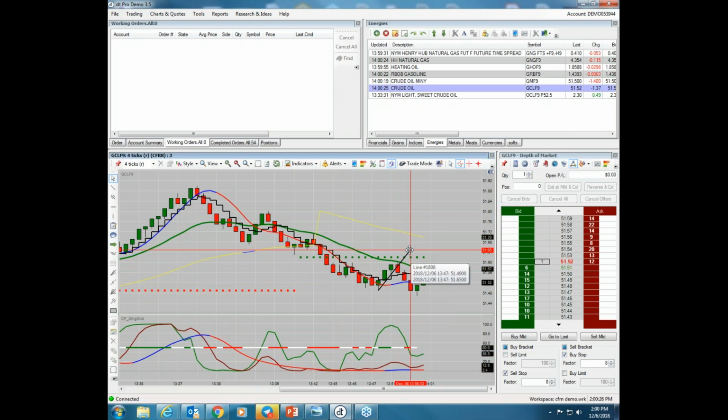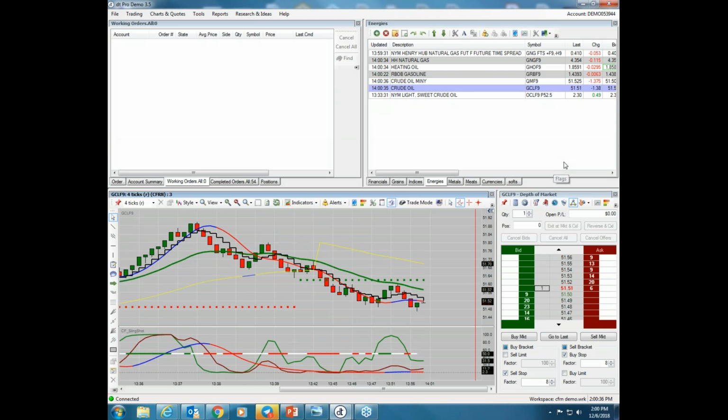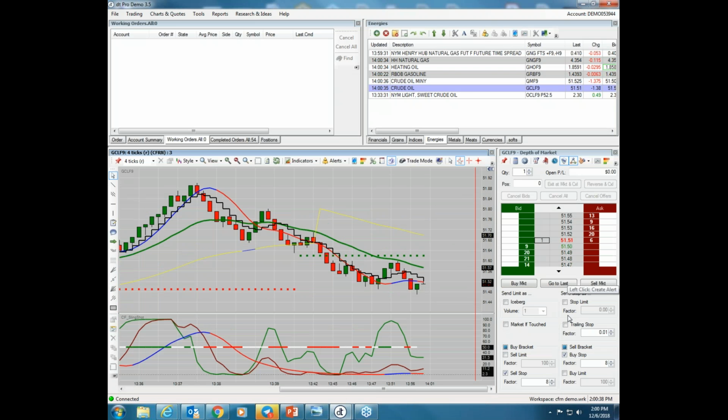Now let me see if I can set a stop limit right here. Factor 0. So the next time, let's see what happens. All right, so now we're going to go fishing again.